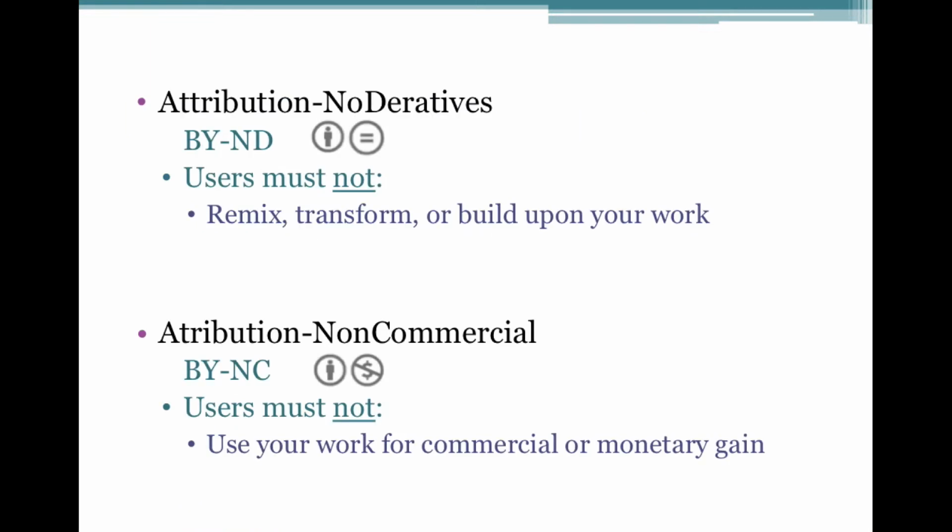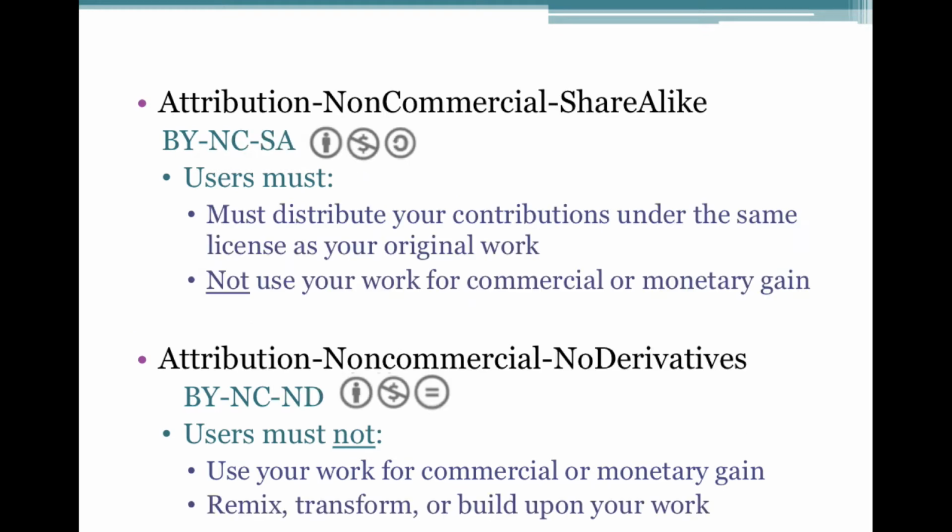Attribution no derivatives requires users to cite you as creator and share your work without modifying or building on it. Attribution non-commercial requires users to acknowledge you as author while not distributing your work for commercial value. The last two licensing options, attribution non-commercial share alike and attribution non-commercial no derivatives, are the most restrictive of the licensing options. Attribution non-commercial share alike allows others to adapt and change your work as long as they don't distribute it for commercial or monetary gain, and they share it under the same licensing agreement as your original work.